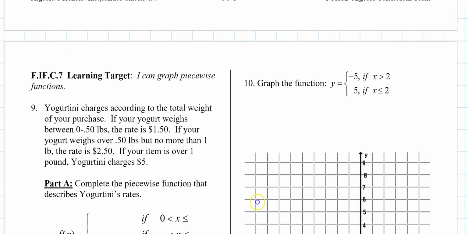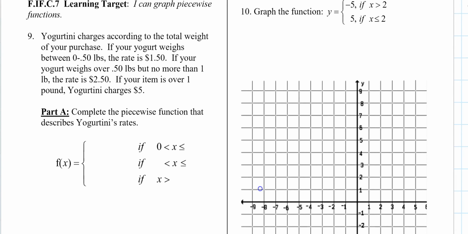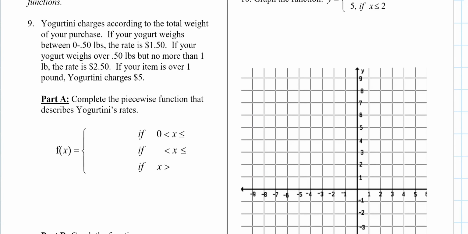Alright, last page. Number 9, Yogurtini charges according to the total weight of your purchase. If your yogurt weighs between 0 and 1/2 of a pound, the rate is $1.50. If your yogurt weighs over 1/2 of a pound, but no more than 1 pound, the rate is $2.50. And if your item is over a pound, Yogurtini charges $5. So I know part A wants us to complete the piecewise function, but I'm actually going to do part B first.